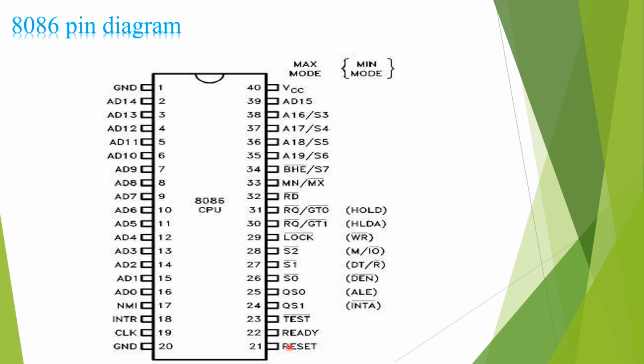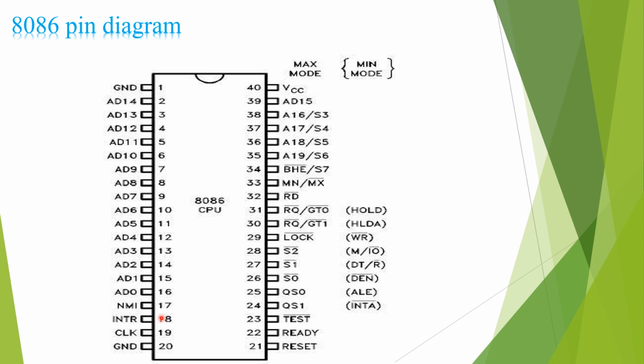After that, pin number 18. Pin number 18 is INTR. It is an interrupt request signal which is sampled during the last clock cycle of each instruction to determine whether there is an interrupt or not. Is there any pending interrupt available or not?